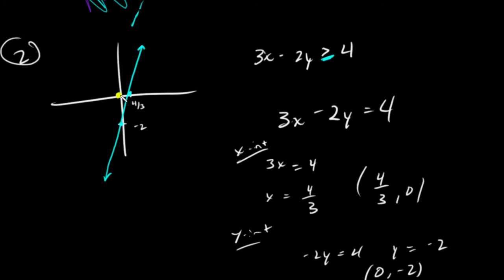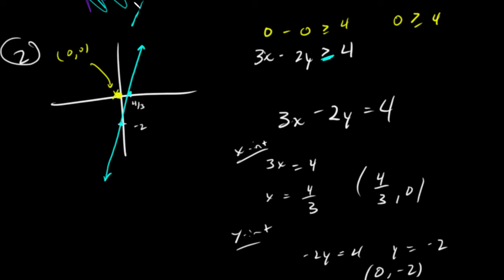I choose the beautiful, amazing, ever youthful point 0, 0. It'll forever be in its prime. Plug 0, 0 in and see if it's a true statement. 0 minus 0 is greater than or equal to 4. Is 0 greater than or equal to 4? No, it's a dirty liar point. 0 is not bigger than 4.